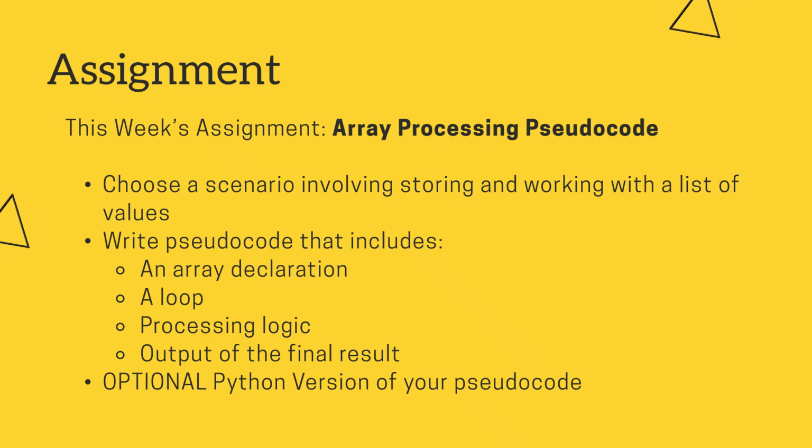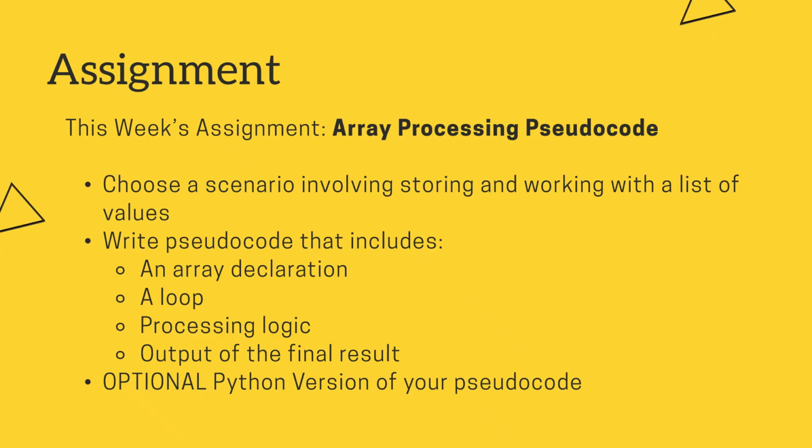So writing your pseudocode, it needs to include an array declaration to store the values. I showed you how to do that. A loop that populates the array with user input, or you can use sample values. Remember how we initiated values, so you can use either one. Then it should include processing logic to do something with the array, like a sum or an average or a max or a count or something like that. And then you're going to output the final result, for instance, the total or the highest or the count of a specific value.